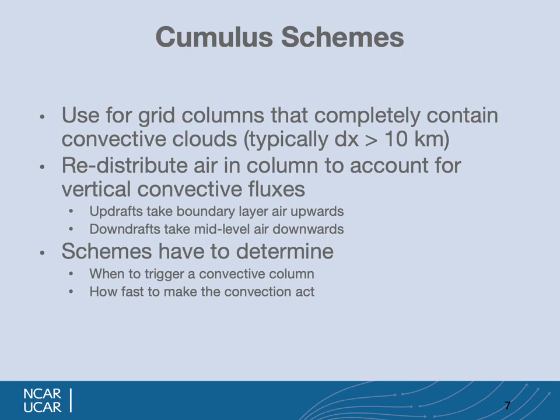So cumulus schemes have to be used for grid columns that completely contain convective clouds, typically 10 kilometers or more, because of the assumption in the schemes that compensating subsidence is also occurring within the same grid cell. So they redistribute the air in the column to account for vertical convective fluxes. The updrafts take boundary layer air upwards, the downdrafts take mid-level air downwards, driven by rain evaporation. The schemes have to determine when to trigger a convective column and how fast to make the convection act and remove the instability.